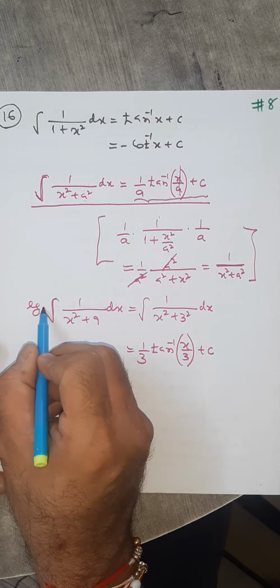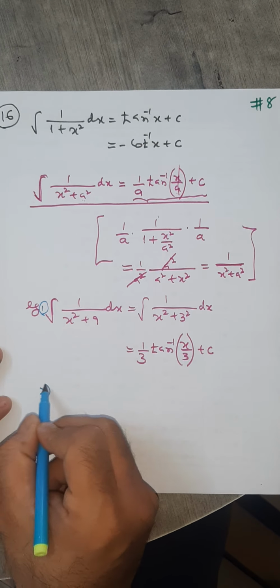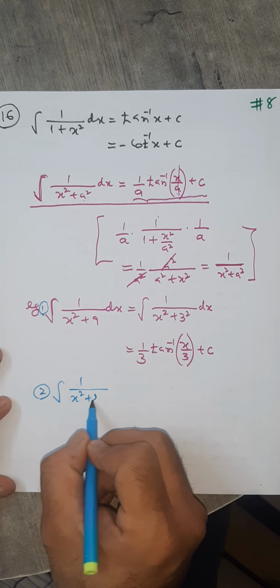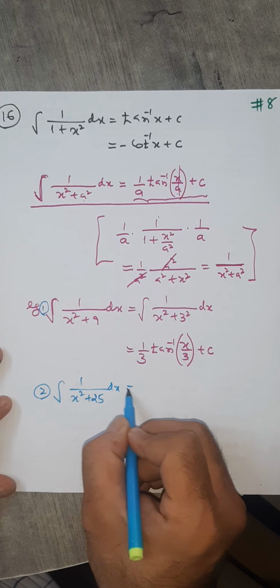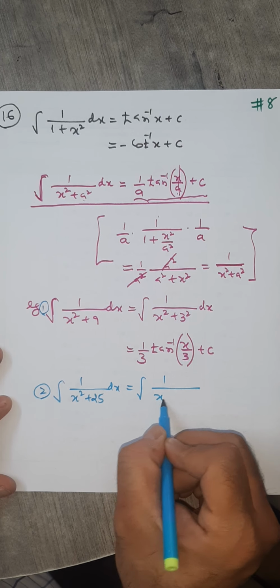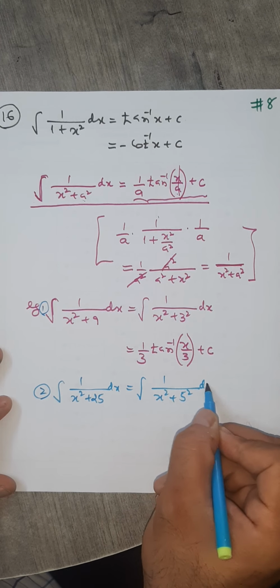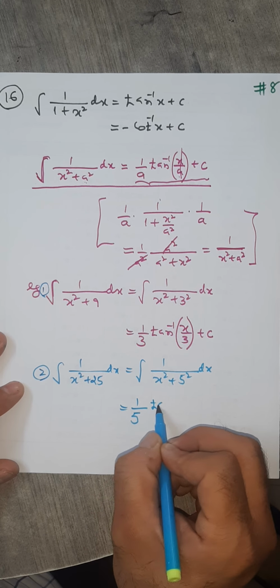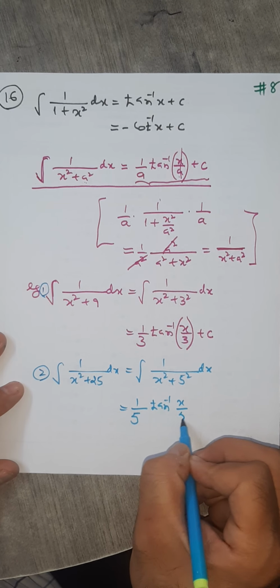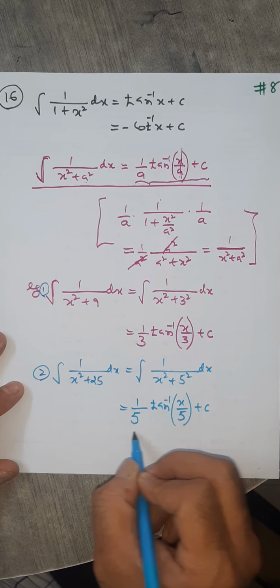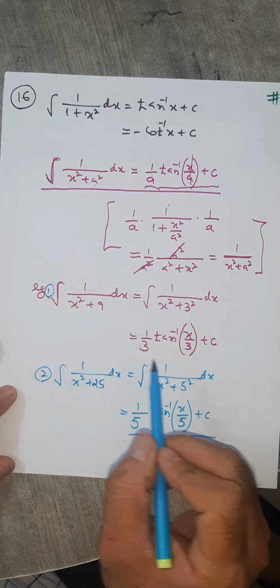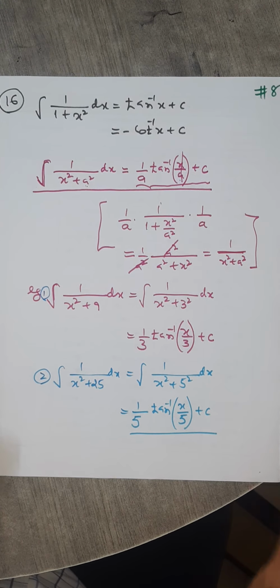One more here, just to clarify this formula. I have 1 upon, let's write x squared plus, let me write 25. So this is equal to the integral of 1 upon x squared plus 5 squared dx. So what is the answer here? 1 upon 5 into tan inverse x by a, that is x by 5, plus c. This is the answer. If you differentiate these, you will get this. Just I'm telling you, in every question, no need to verify. You need to use the standard formulas.